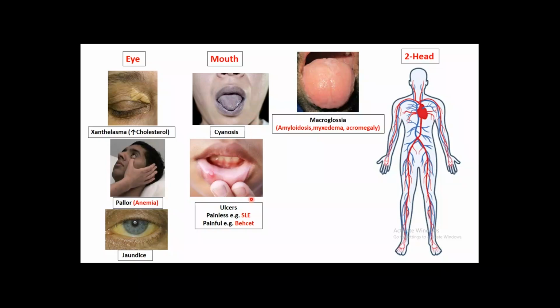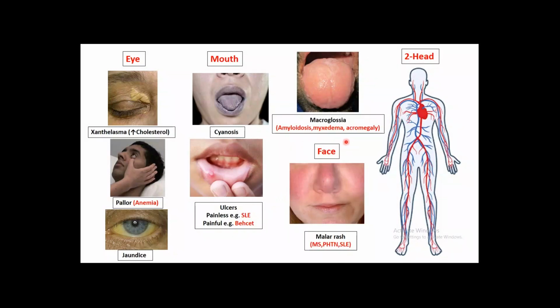Ulcers: painless ulcers like in a systemic lupus patient, or painful ones in a Behçet patient. Telangiectasia also might be seen in patients with hereditary hemorrhagic telangiectasia, which might be associated with lung fistula. Macroglossia might be seen in patients with amyloidosis, myxedema, or acromegaly. Then finally, examine the face for malar rash, which might be seen in patients with rheumatic mitral stenosis, pulmonary hypertension, or systemic lupus erythematosus.